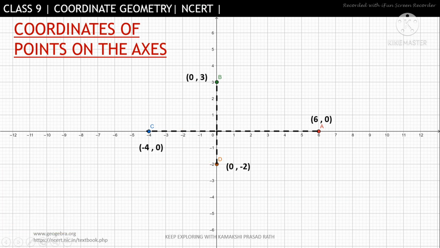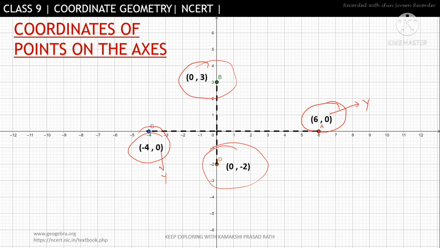So here we see that for any point on the x-axis, the y coordinate is 0. And for points on the y-axis, the x coordinate is 0.